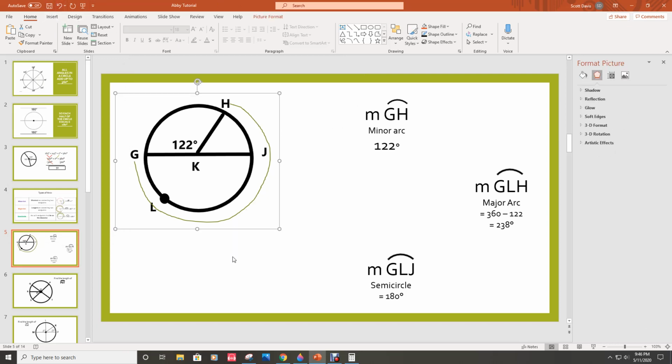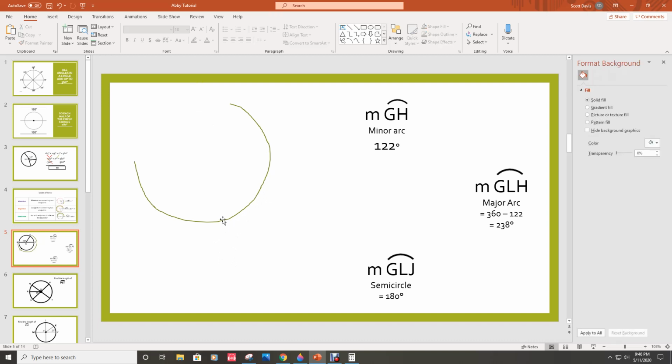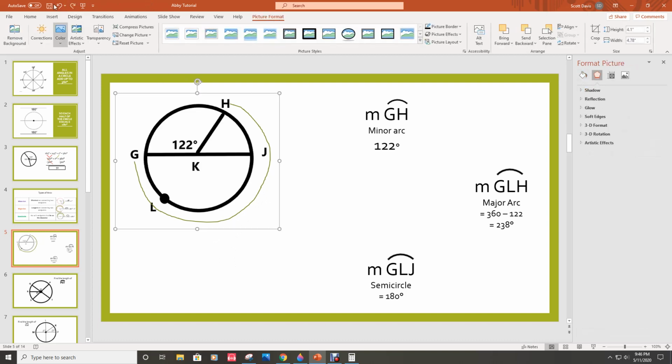I want to get rid of the line. I don't want to get rid of the circle. Oh, I knew I'd get rid of the circle.